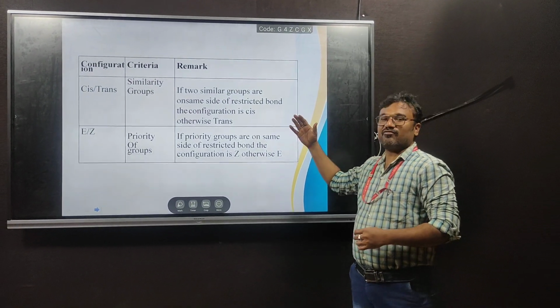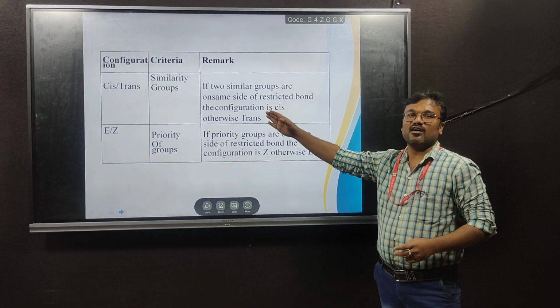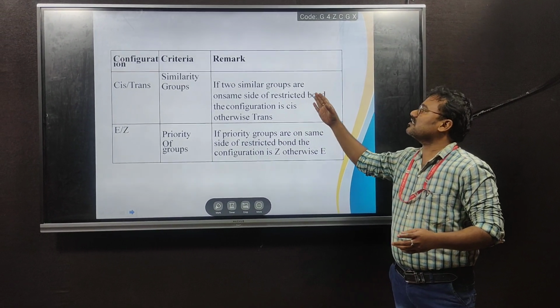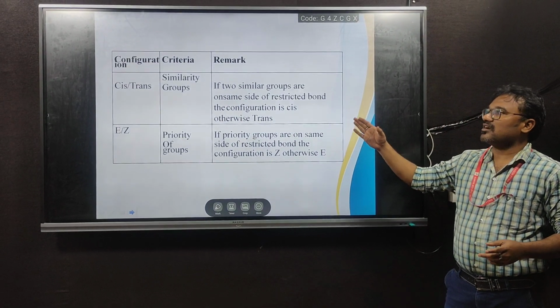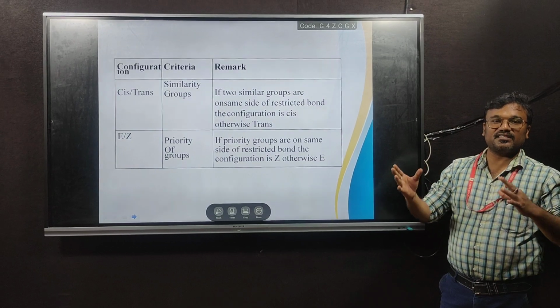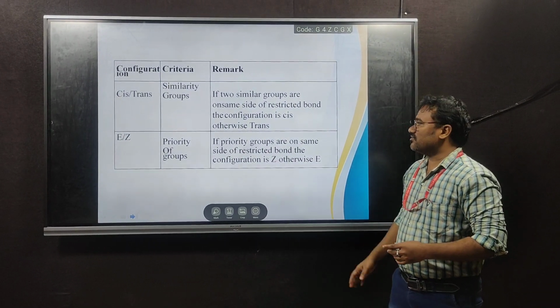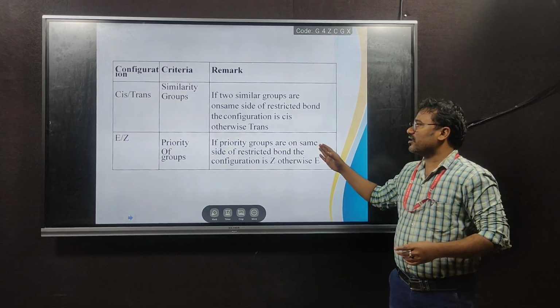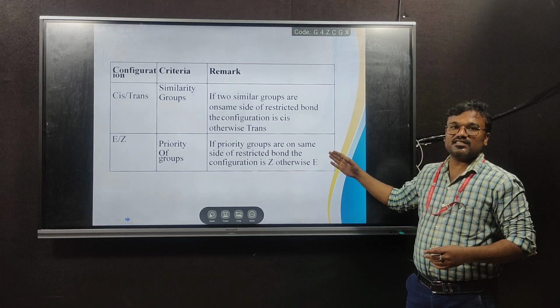Okay, here the final conclusion is what is cis and what is trans. If two similar groups are on the same side of the restricted bond, that configuration is cis. If they are present at opposite sides, then it is called trans. So what is EZ? If the higher priority groups are on the same side of the restricted bond, then it is Z, otherwise it is E form.